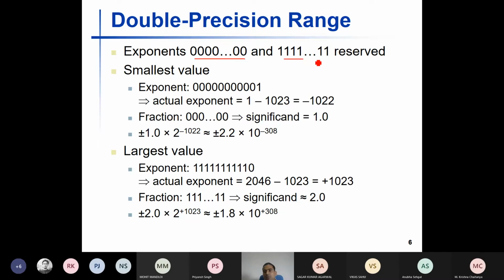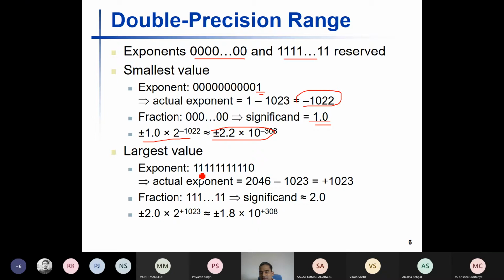Exponent's value of all 0 and all 1 is reserved. So the smallest value I can have is when exponent is just 1, which means my actual exponent is minus 1022, and fraction can be all 0. So my significand is 1. So the smallest value I can store is 2.2 into 10 raised to the power minus 308.